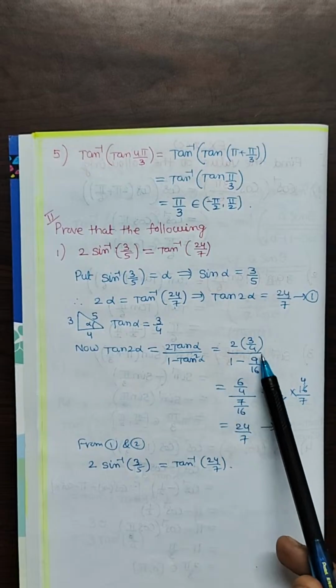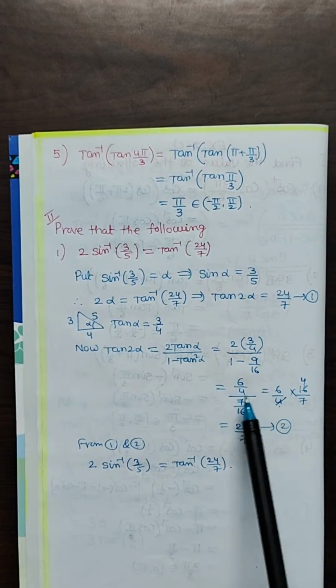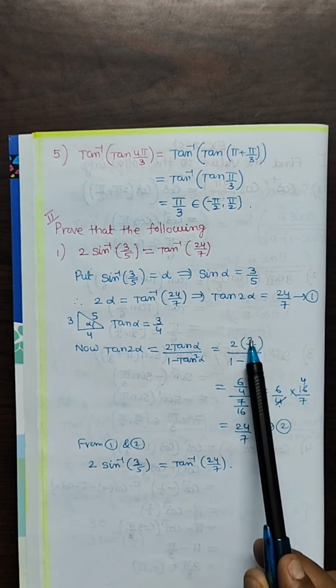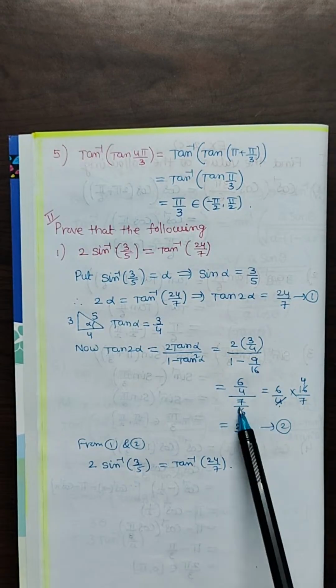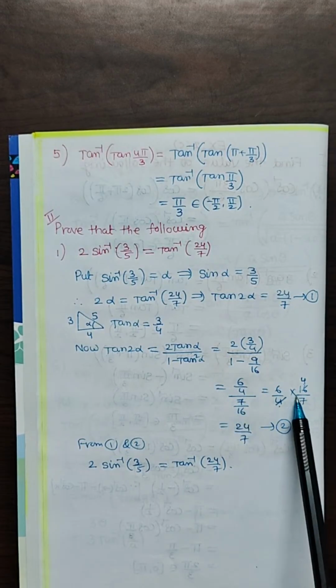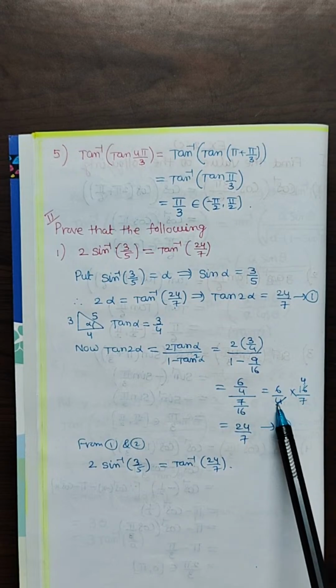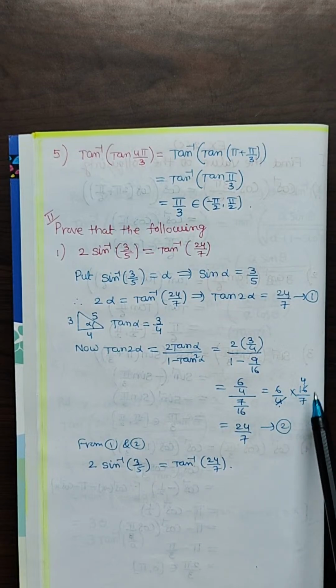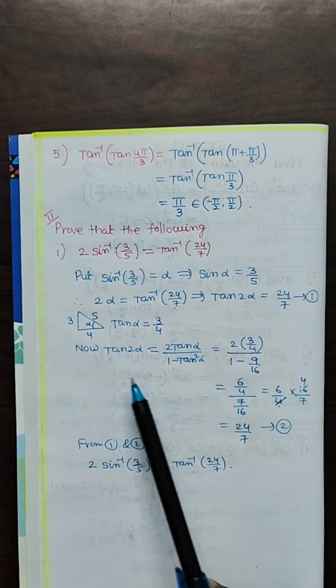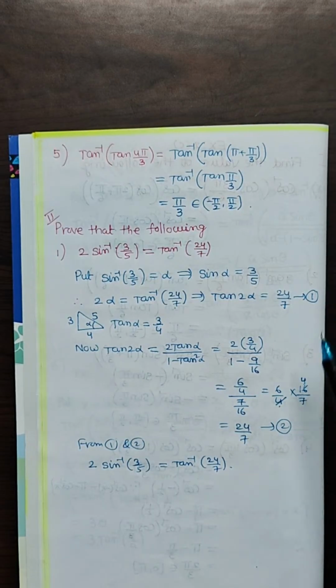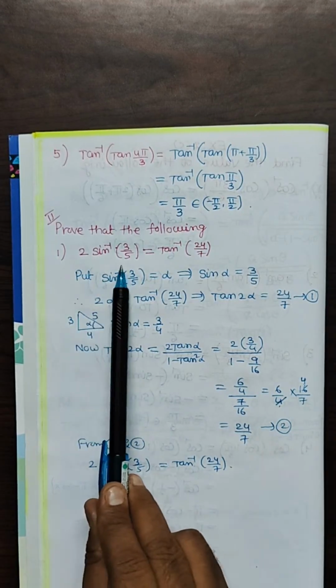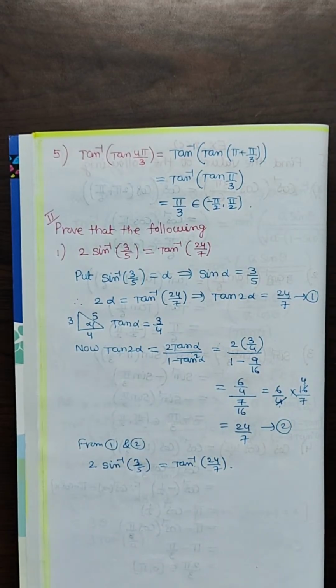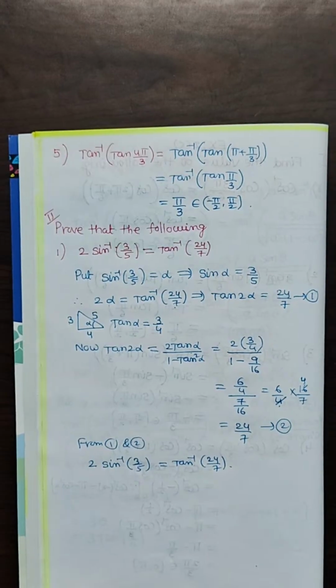So 2 into 3 by 4 by 1 minus 9 by 16. So 2 into 3 by 4 is 6 by 4, over 16 minus 9 by 16, which is 7 by 16. 6 by 4 into 16 by 7. 4 ones are 4, 6 fours are 24, by 7. So equation number 2, tan 2 alpha. From 1 and 2, 2 sin inverse of 3 by 5 equals tan inverse of 24 by 7, dear students. I hope you understand.